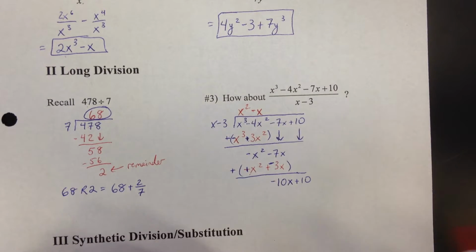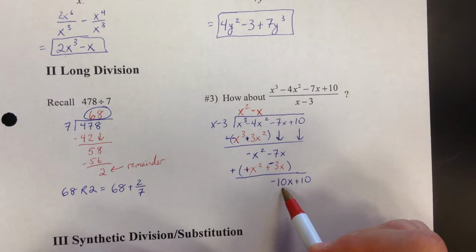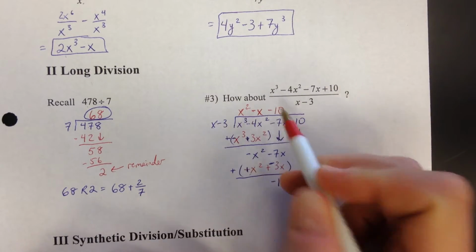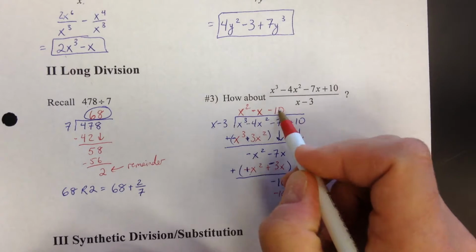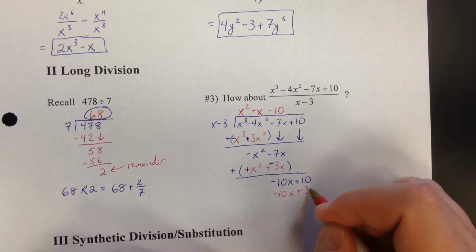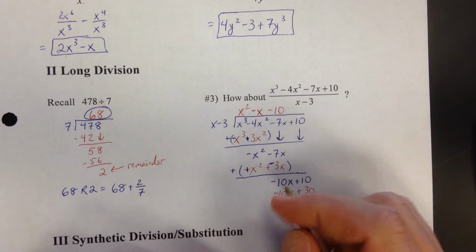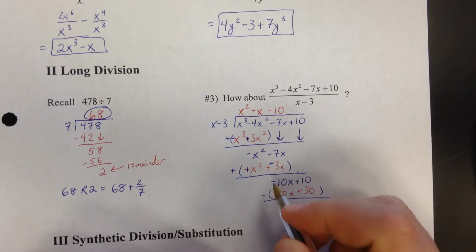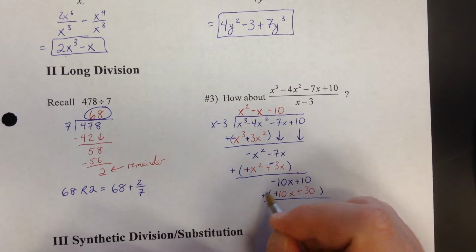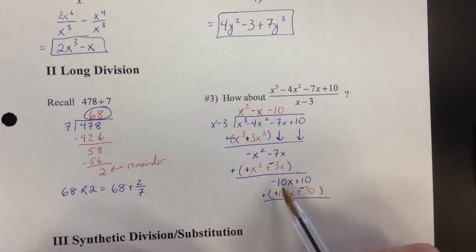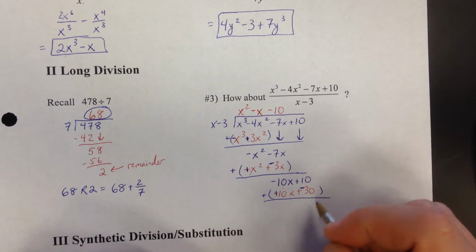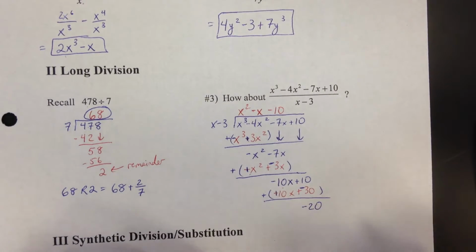One more time. X goes into negative 10x. If I divide those, I get minus 10. Now I multiply negative 10x. Negative 10 times negative 3 is positive 30. So I subtract that. Now again, I distribute the negatives, so this becomes positive 10x, and this becomes negative 30. Negative 10x plus 10x is 0. 10 plus negative 30, 10 minus 30 is negative 20. Now that's the remainder right there.